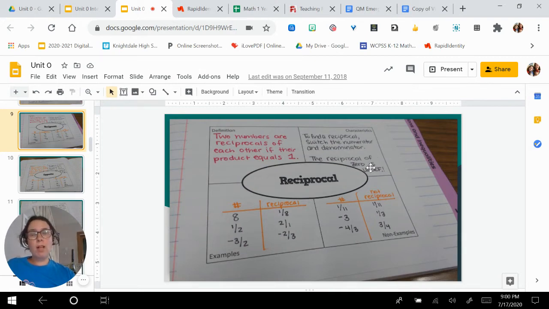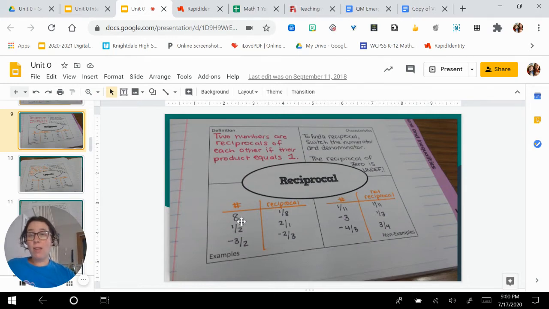The reciprocal of 0 is undefined because if you flip 0 upside down, you can't divide by 0. So if anyone ever asks you, reciprocal of 0 is undefined. Okay, so let's look at some examples to go with the characteristic.